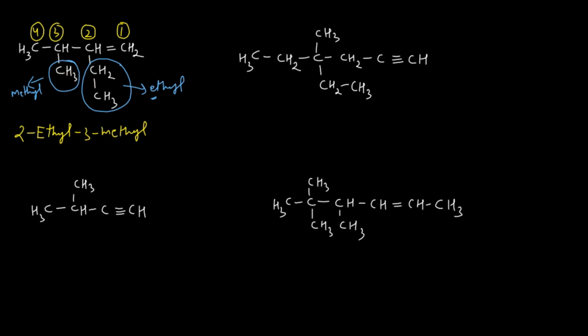Now you have to write the word root. How many carbons are there? So 4 carbons are there. You will write but, and at position number 1 you are having double bond, so you will write ene for the double bond. Since the name of this compound is starting with the vowel, so I have to drop the A here. So correct IUPAC nomenclature for this particular compound is 2-ethyl 3-methyl but 1-ene.